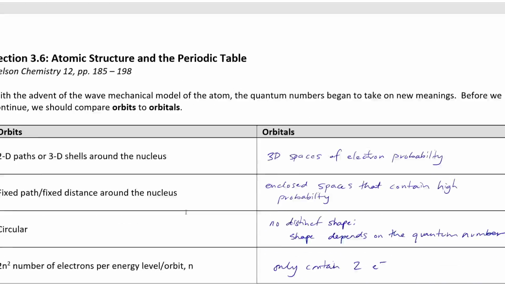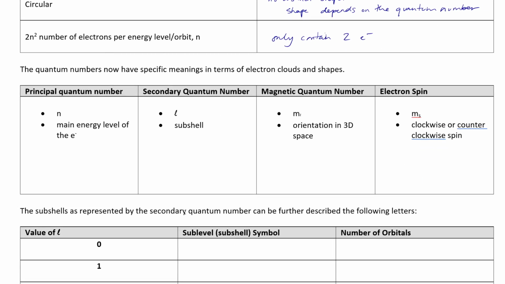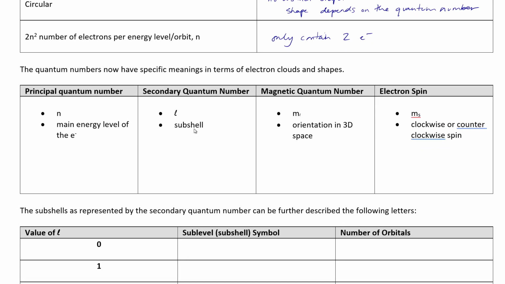Going back to the table that we have here, the quantum numbers now have specific meanings in terms of electron clouds and shapes. The principal quantum number n is the main energy level of the electron. The secondary quantum number, l, is the subshell, and that basically gives you the shape of the orbital.